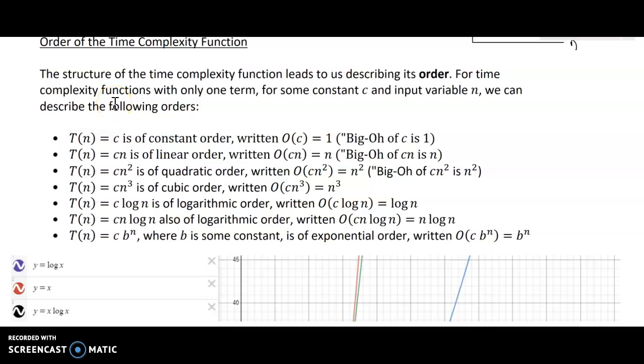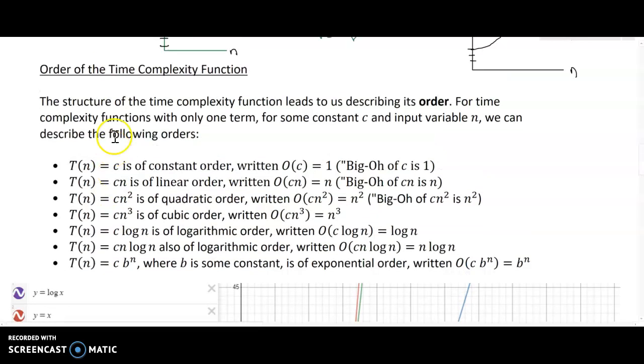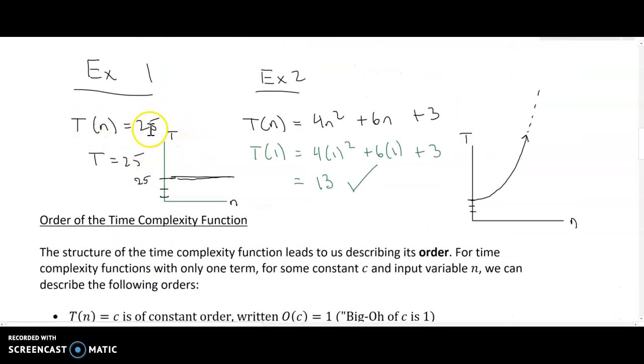In the previous video, we started writing time complexity functions for a variety of small algorithms, and now we want to talk about the size of this time complexity function. So we argued that a constant time complexity function has a constant order, really. The number of operations will be 25 regardless of the input size. But in our example 2, because we had a nested for loop, we ended up with a quadratic function which, as n gets really large, the time complexity rapidly increases.